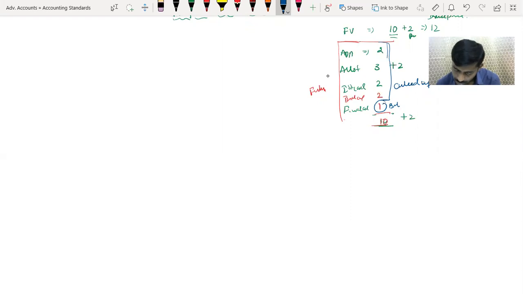Now, imagine how much is called up? 9 rupees. Suppose this 2 rupees alone is not paid. Called up is 9, out of that just 2 rupees is not paid. So 7 rupees is paid up. I called 9 rupees, out of that 2 rupees not paid. He has defaulted on the last, second call.